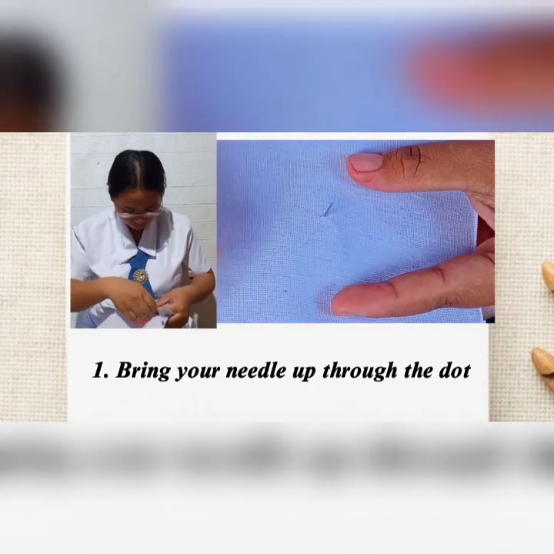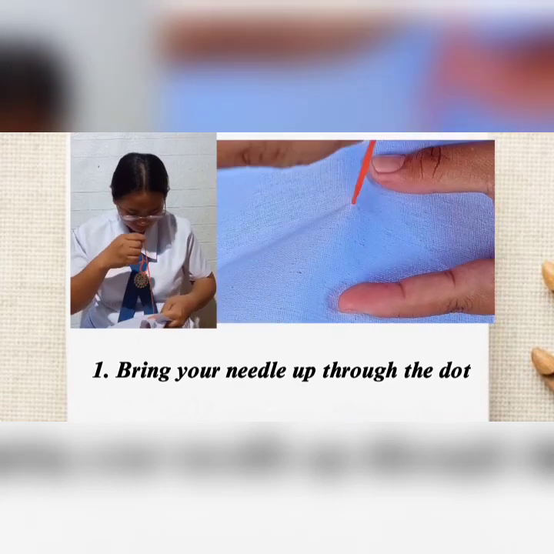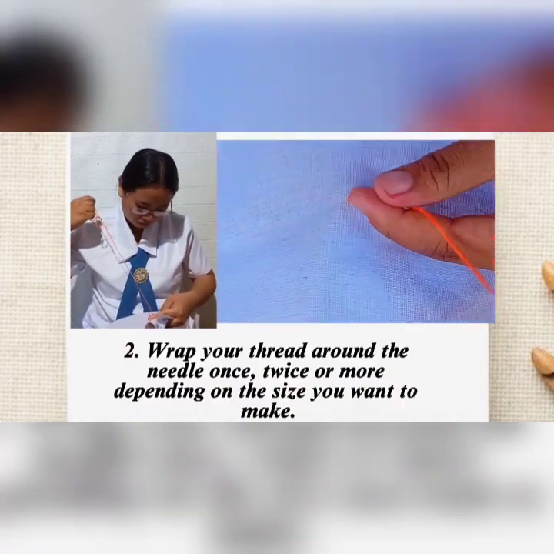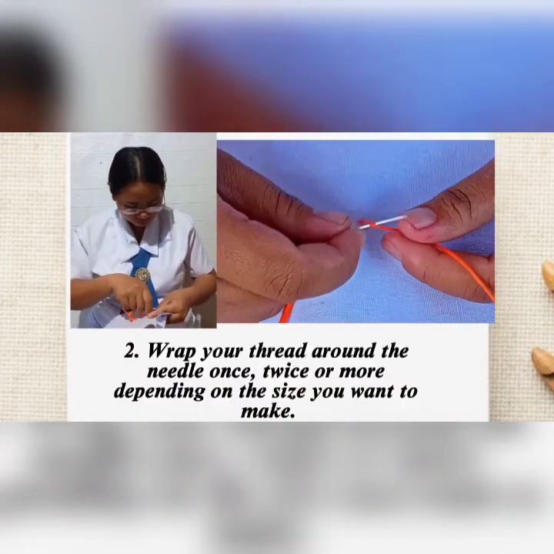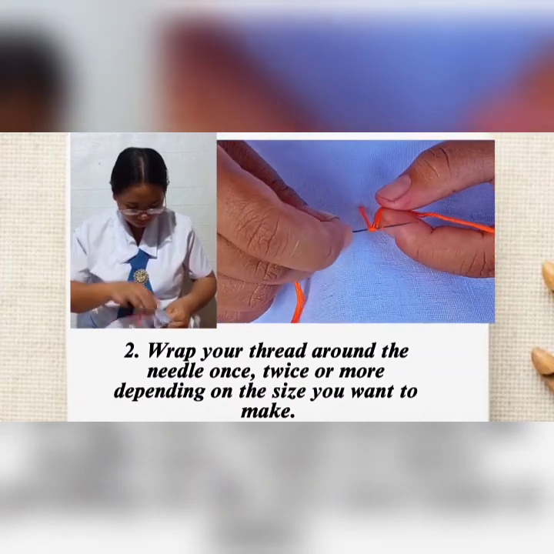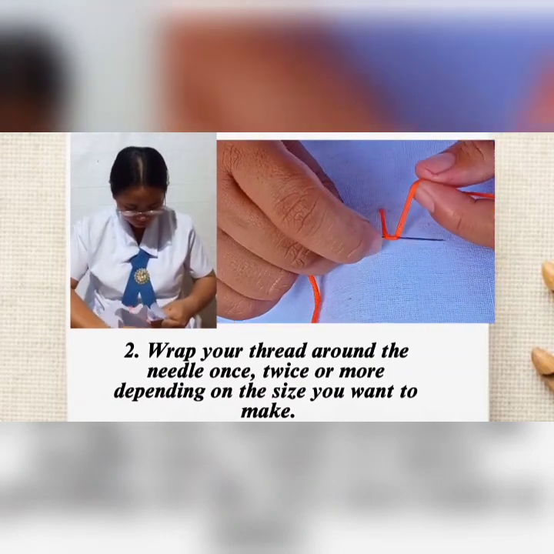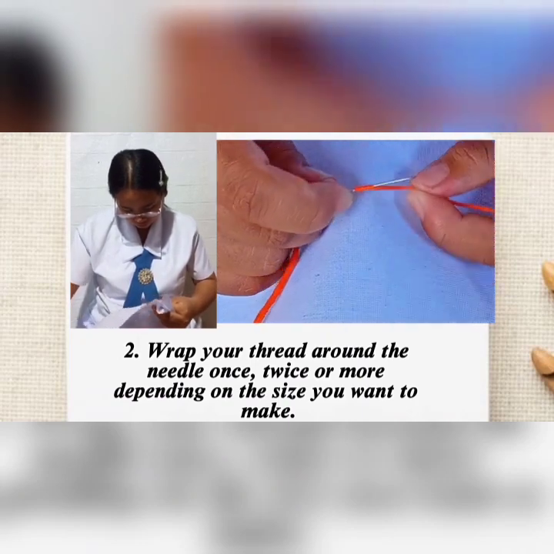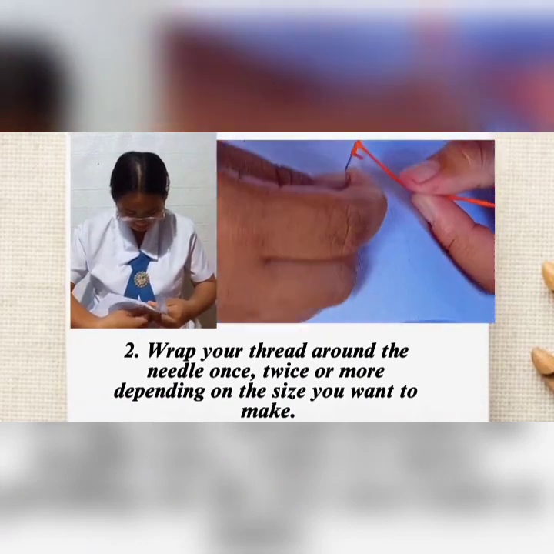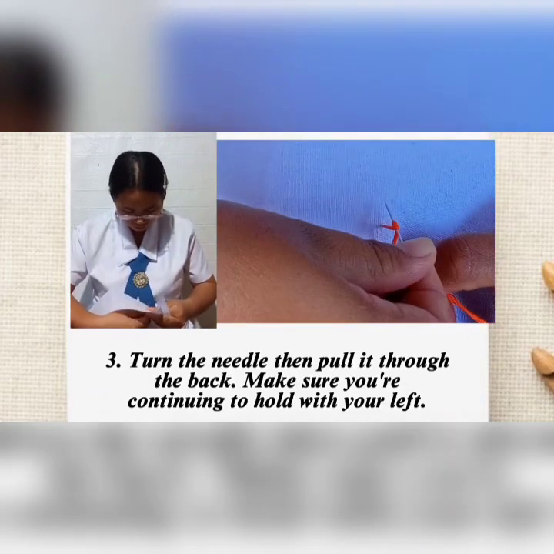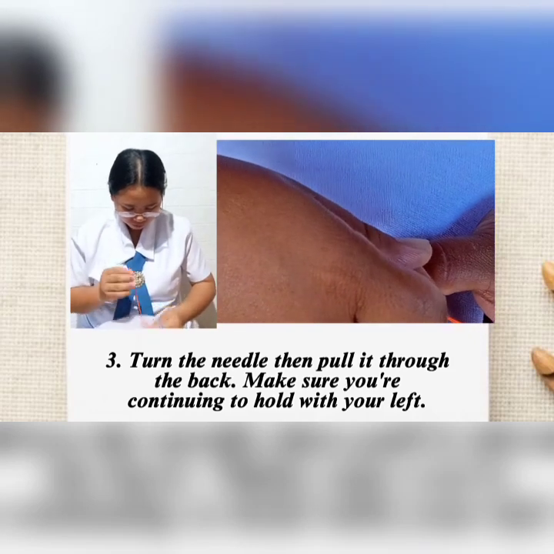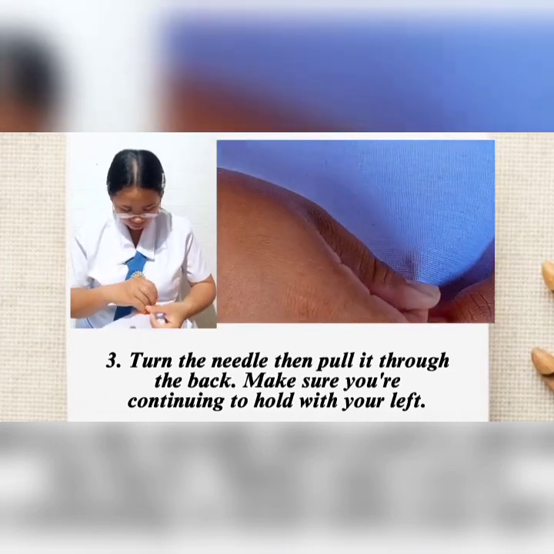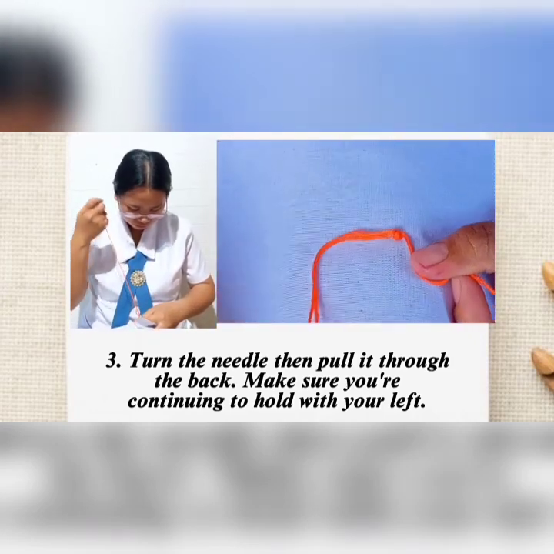First, bring your needle up through the dot. Second, wrap your thread around the needle once, twice, or more, depending on the size you want to make. Third, turn the needle, then pull it through the back. Make sure you're continuing to hold with your left.